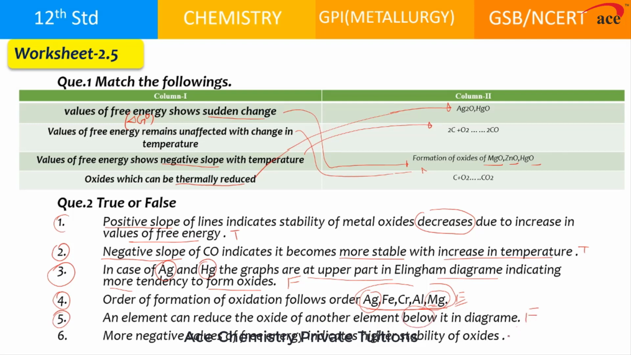Fifth, if you will see, an element can reduce the oxide of another element below it in the diagram. No, it is false. The element can reduce the oxide of the element which is above it. So that needs to be changed in the statement. Sixth, if you will see, the more negative values of free energy indicate higher stability of oxide. Yes, this statement is what? True statement. Got this?